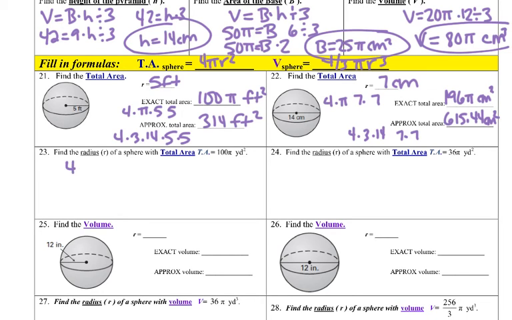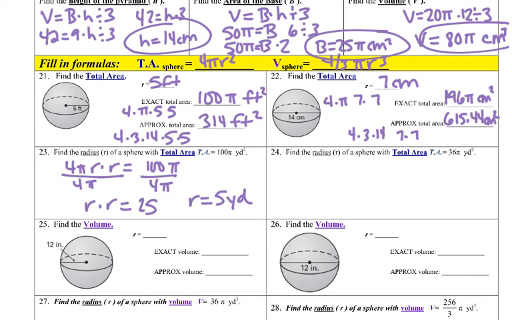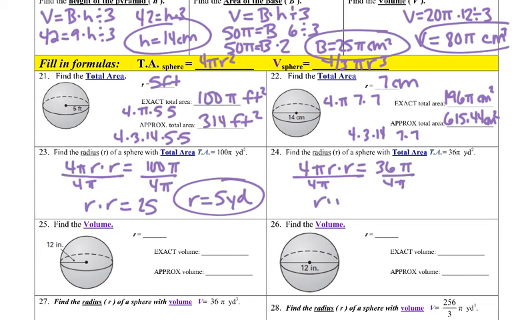If the radius, let's see, 4 times pi times r times r equals 100 pi. If I divide both sides by 4 pi, I'm going to get radius times radius is 25. So the radius here is 5 yards. Or 4 pi r times r equals 36 pi. Again, if I divide, now I'm going to have r times r equals 9, so the radius is 3 yards. Perfect.